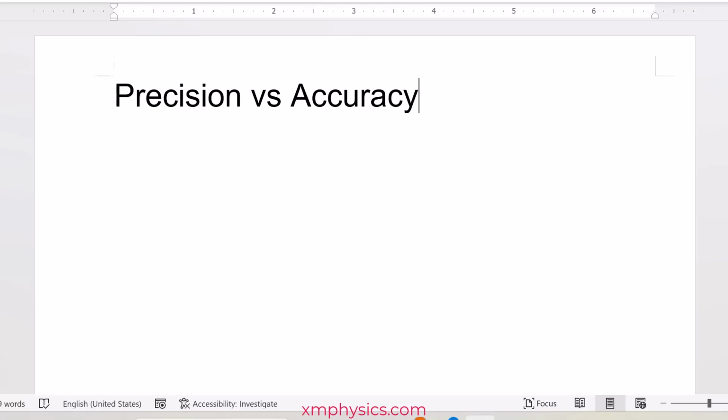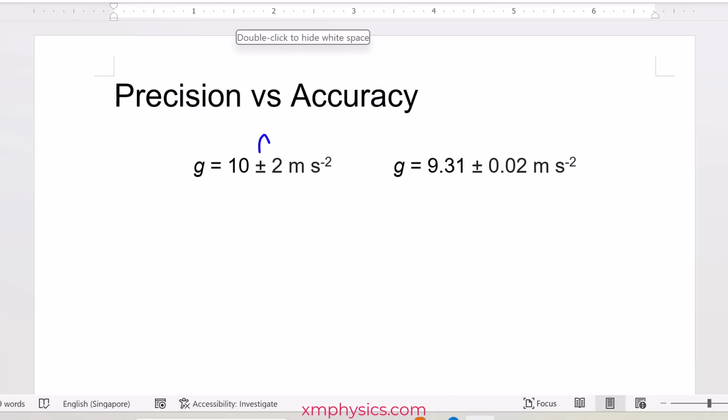Hello, so precision and accuracy are actually different, you know. So what is the difference? Suppose we have two students, both conducting an experiment to measure the value of g, the acceleration of free fall. This is student A's measurement, this is student B's measurement. Whose measurement is more precise?